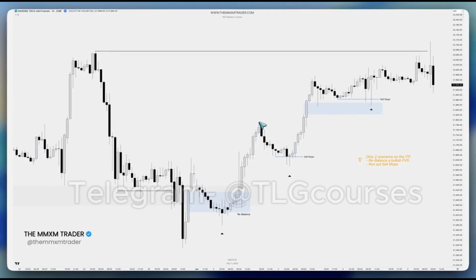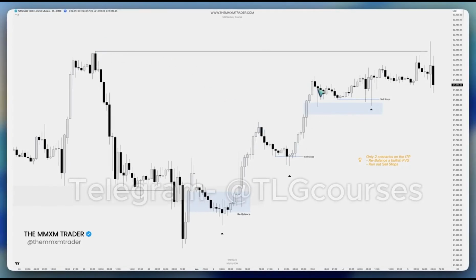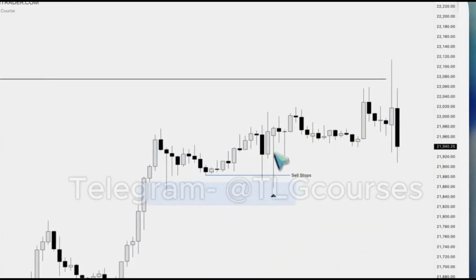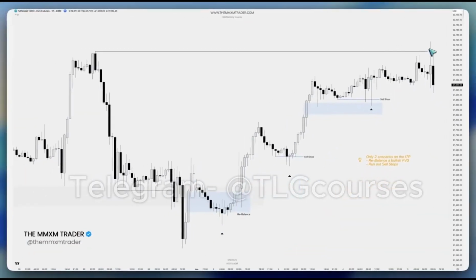We closed above on that daily chart. We're aiming for this one candle range. Then we run out sell stops into an imbalance, and then we eventually make our way to the LTP drawn liquidity.